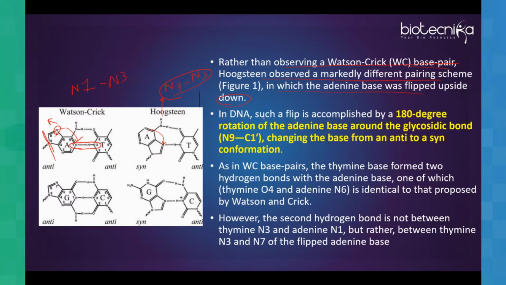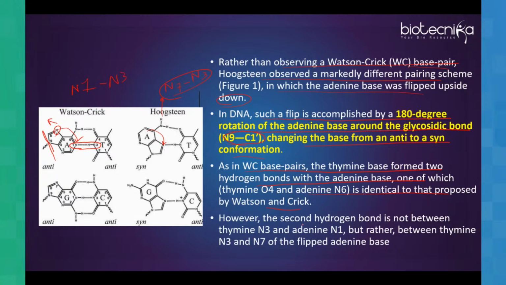In DNA, such a flip is accomplished by a 180-degree rotation of the adenine base around the glycosidic bond, where you have N9 to C1', changing the base from anti to syn. As in the Watson-Crick base pair, the thymine base forms two hydrogen bonds with the adenine base, one of which is identical to that proposed.